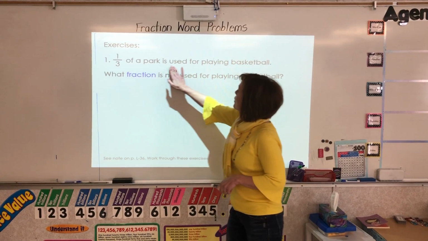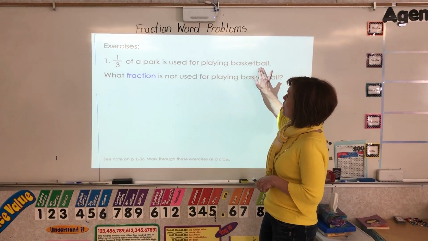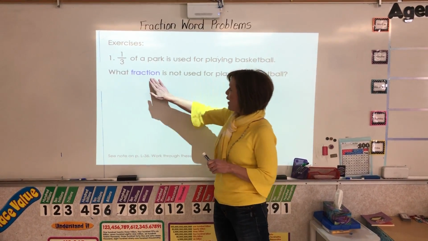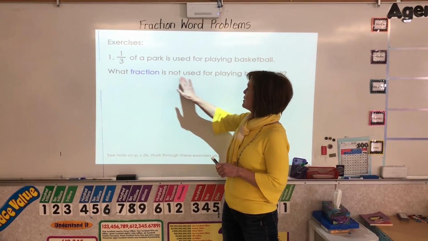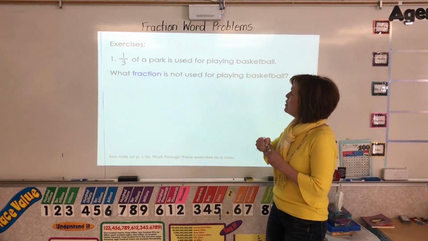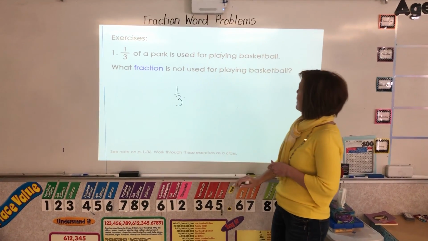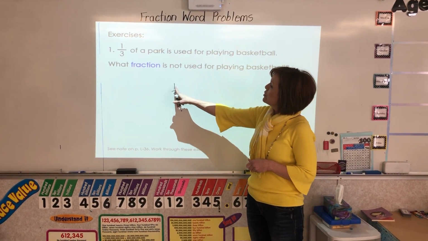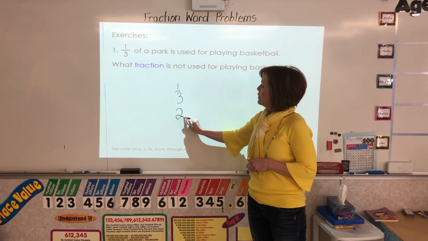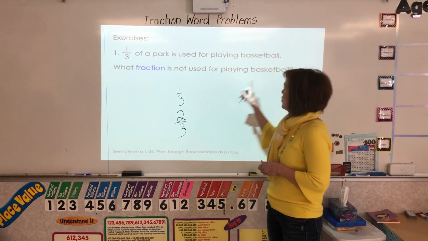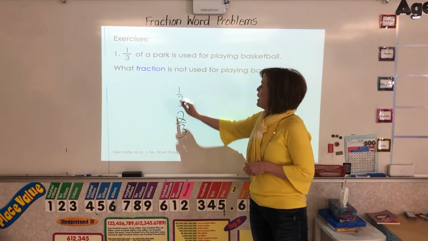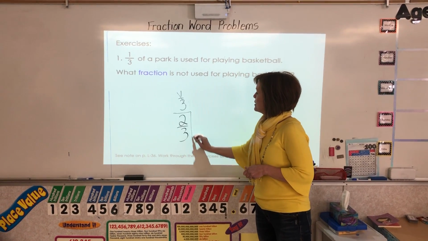1/3 of a park is used for playing basketball. What fraction is not used for playing basketball? So we know that if 1 out of 3 is used for playing basketball, there's 2 other thirds left over that are not used for playing basketball. And so 2/3 is our answer.